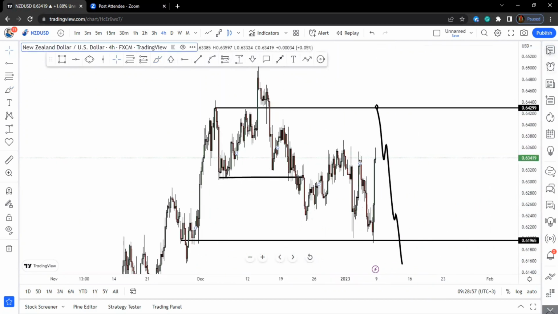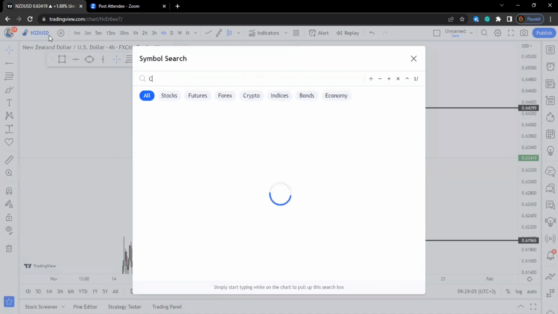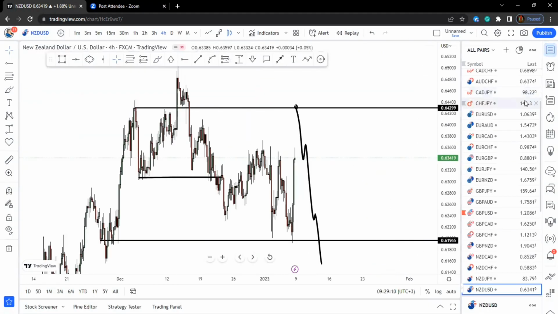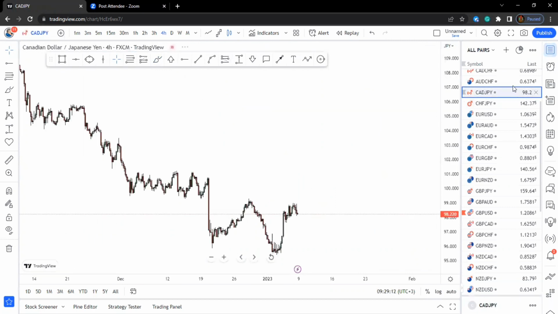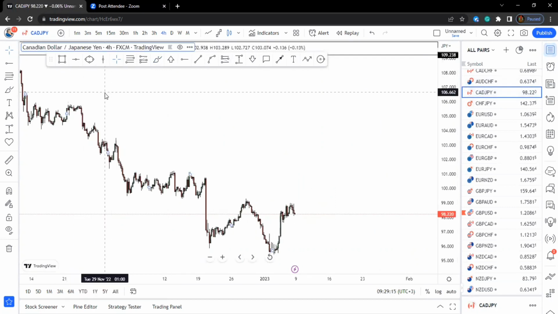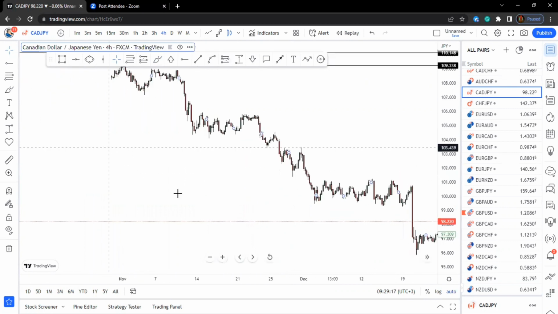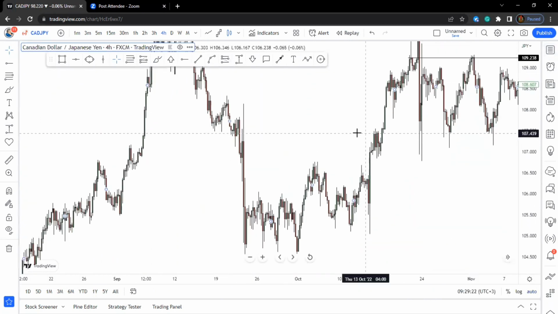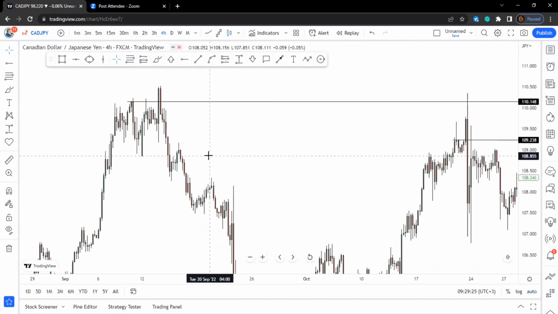Another example, nichukua siku nyingi, I think, let me show you. It's CAD JPY. Another example is CAD JPY. This is one of the good examples. Then I will go on credibility. CAD JPY. Let me show you very carefully.